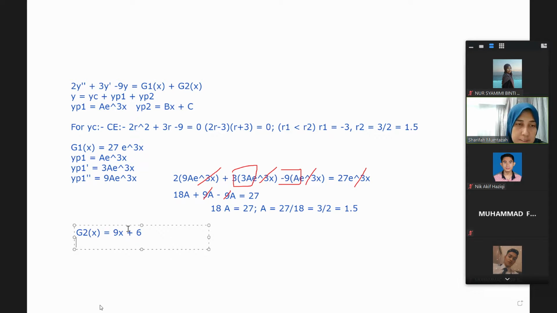Okay. So now YP2 is equivalent to BX plus C. Say, Fadhi, help me. What is YP2 prime? Saya group 7. Okay, salah. Tolong dia. Cepat. Okay, jap. B. Okay. And what then is YP2 prime prime? 0. Okay, now substitute, Fadhi.